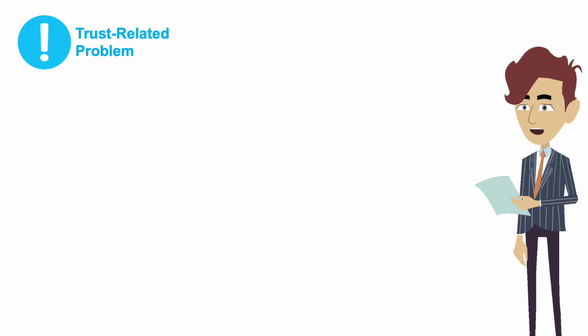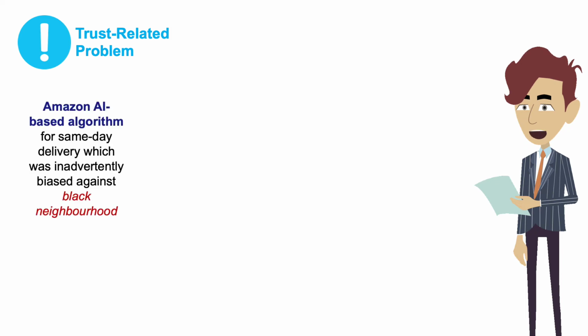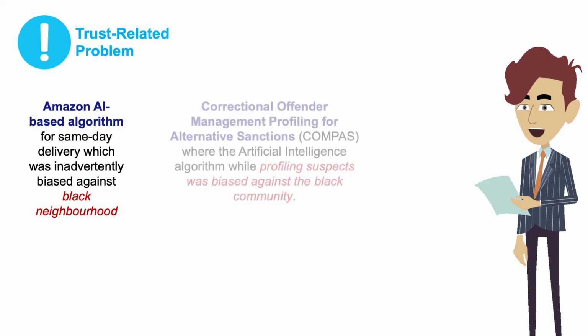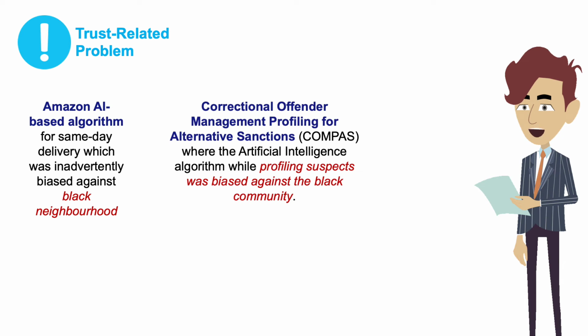With AI slowly reaching human level cognitive abilities, the trust issues become all the more significant. Some striking scenarios or examples include Amazon's AI-based algorithm for same-day delivery, which was inadvertently biased against black neighborhoods. Another one is the Correctional Offender Management Profiling for Alternative Sanctions, or COMPAS, where the artificial intelligence algorithm, while profiling suspects, was biased against the black community. And we all know that racial profiling is rampant in other countries. Even here in our country, racial profiling still exists.